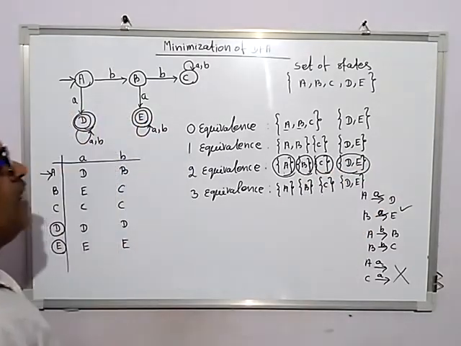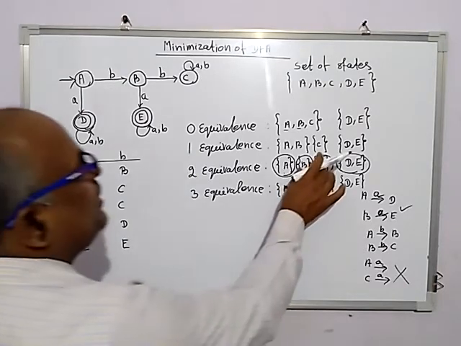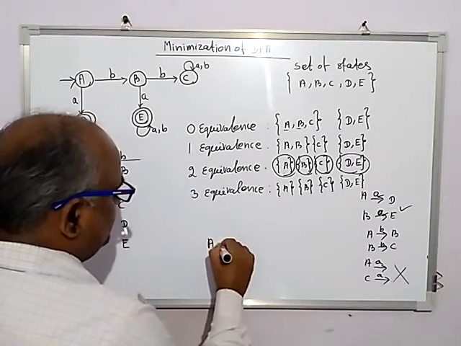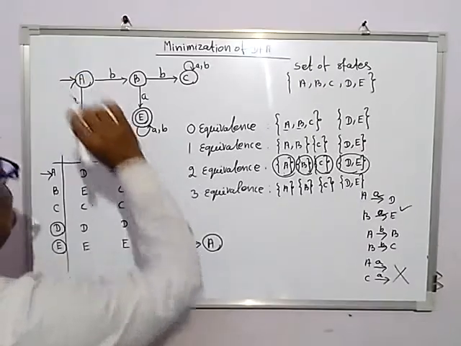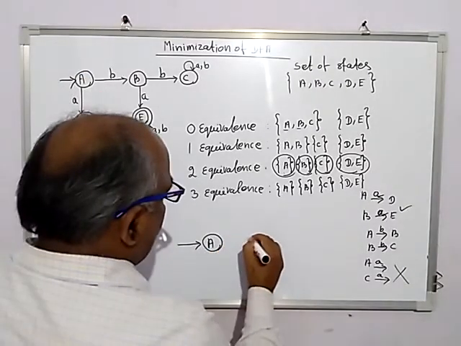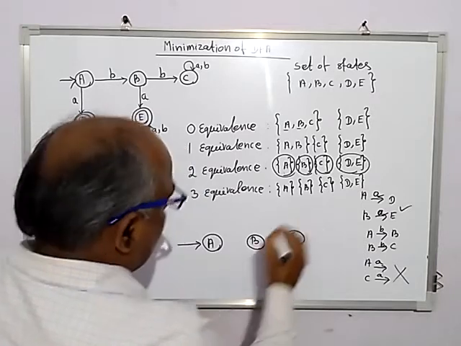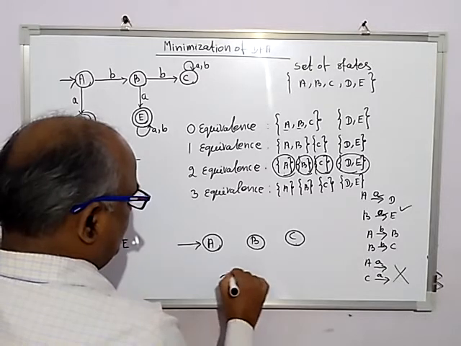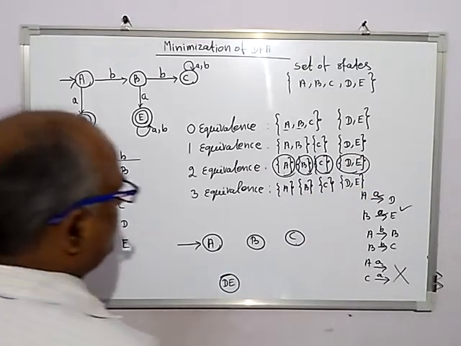That means our minimized DFA contains only four states. What are those? First A, since it is the beginning state of the given DFA, so it is the beginning state. This is B, this is C, and this is D, E. Four subsets mean four states.